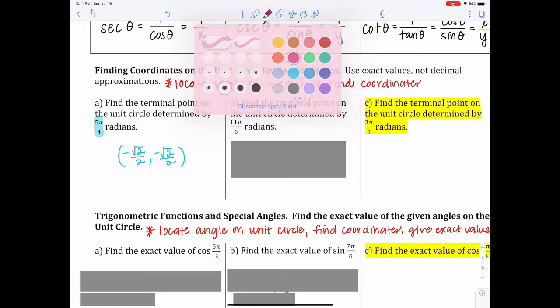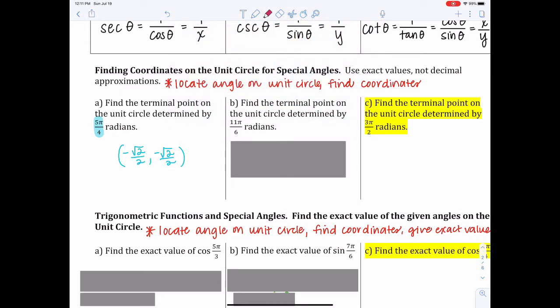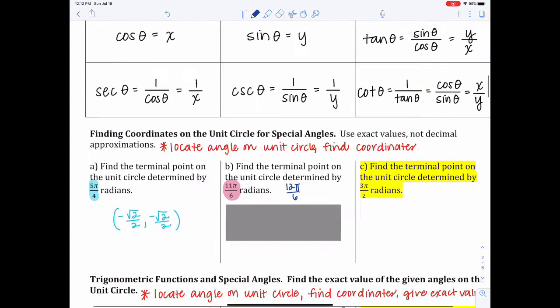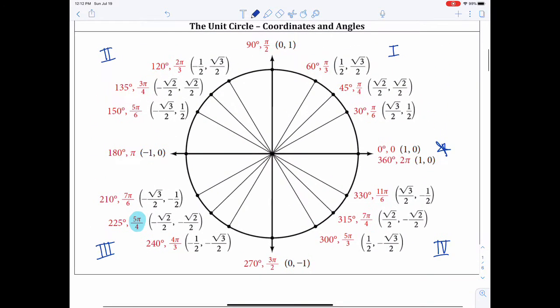Let's do another one together. So now we want to find the terminal point for the angle 11 pi over 6 radians. So let's think about this one. 11 pi over 6 is almost 2 wholes, because 2 wholes would be 12 pi over 6. So let's look at where 2 wholes pi's is on our unit circle here. Again, this was 0, but it's also 2 wholes. So 11 pi over 6 has to be really close to that, and it's right here.